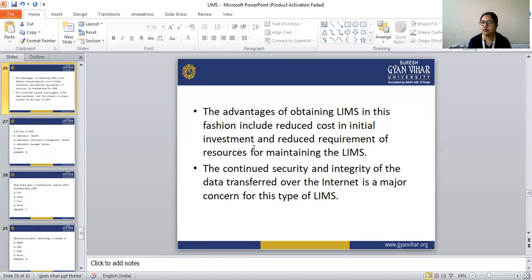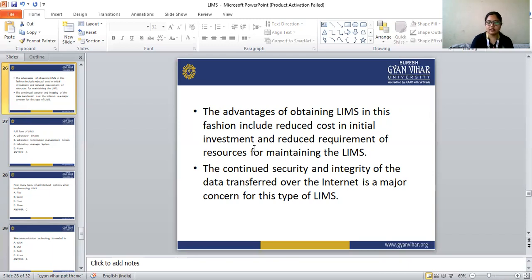So these are the four types of LIMS. First, customer tailored LIMS. Second is specialized LIMS. Third is pre-configured LIMS. Fourth is rented LIMS. We will discuss more about LIMS in our next class.